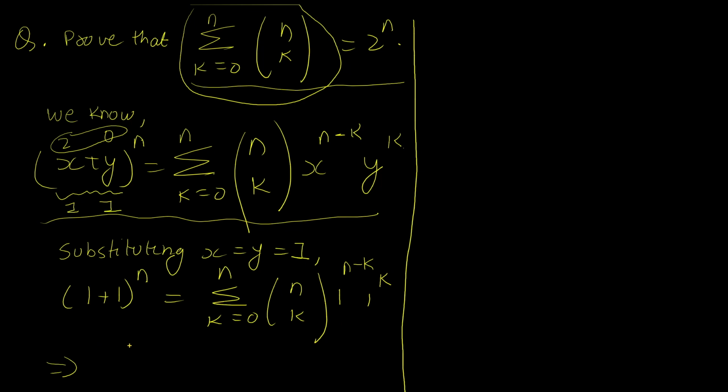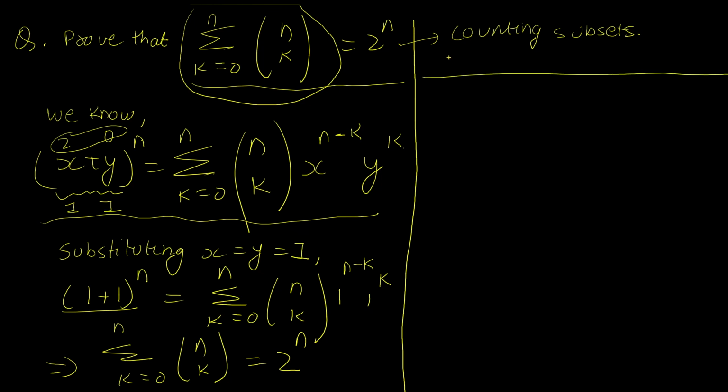So I'll write this on the left. Summation k equals 0 to n, n choose k is just going to be equal to 2 raised to the power n. So this is one proof for this expression which comes from the binomial theorem. And there's another way to prove this. If the question says prove this by counting subsets, we can provide this proof.